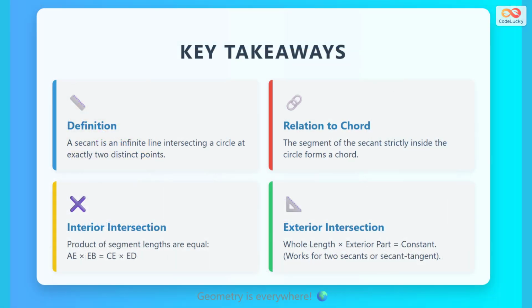To summarize, a secant is an infinite line cutting a circle at 2 points. The part inside is the chord. Remember the two key theorems. For interior intersections, use piece times piece. For exterior intersections, use whole times outside. Understanding these properties will help you solve many geometry problems.